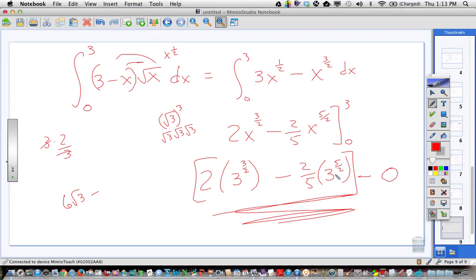What about this one? This would be square root of 3 to the 5th. That'd be 9 square root of 3. And then the 9 is times 2/5. That'd be what? 18/5? 18/5 square root of 3. To subtract those, I need a common denominator. So 6, I'm going to change to 30/5. Wouldn't that be 6? 30/5 minus 18/5? 12/5 square root of 3. That would be one of the choices in the multiple choice.